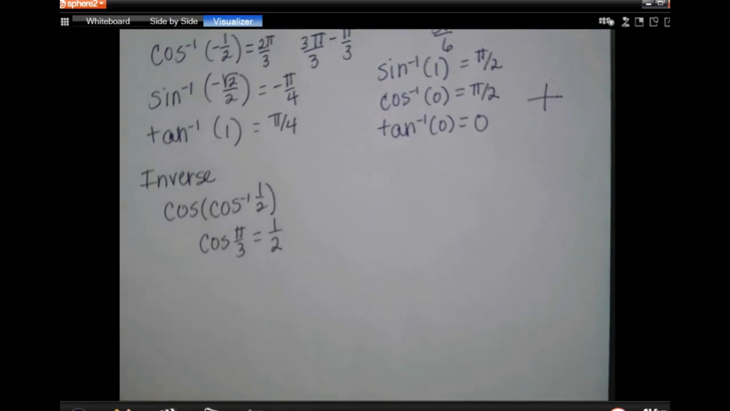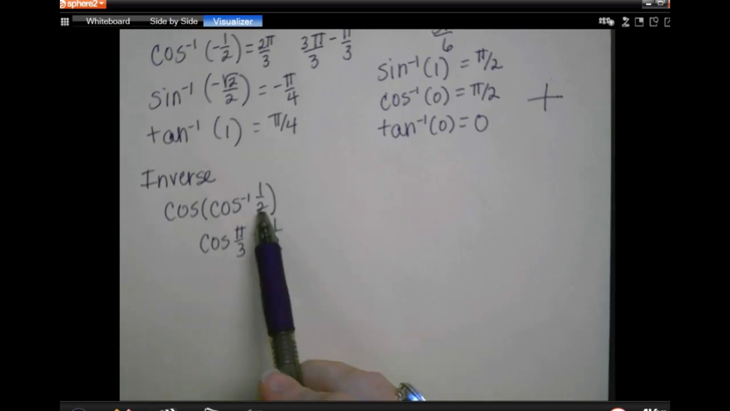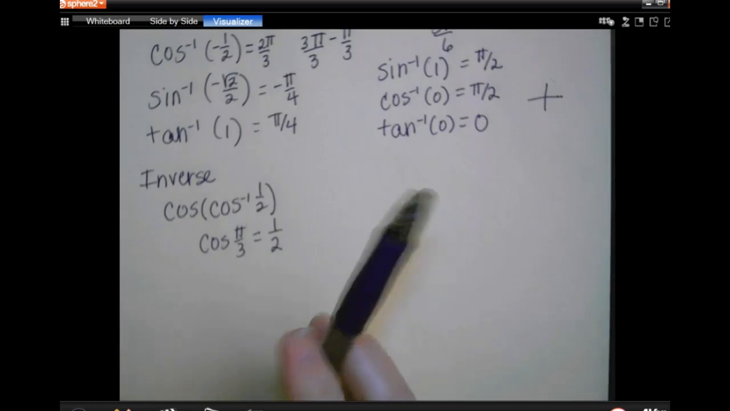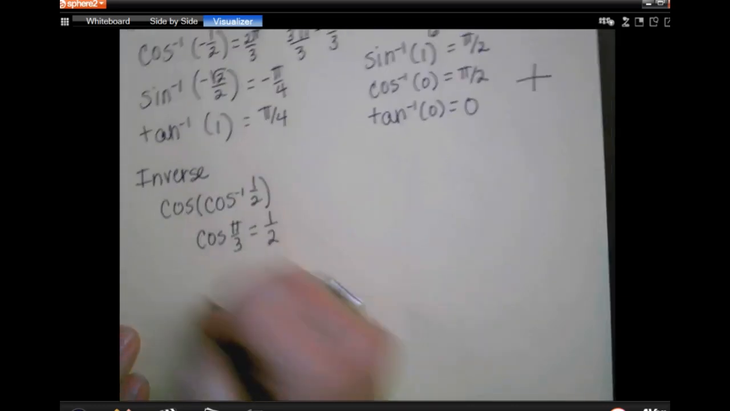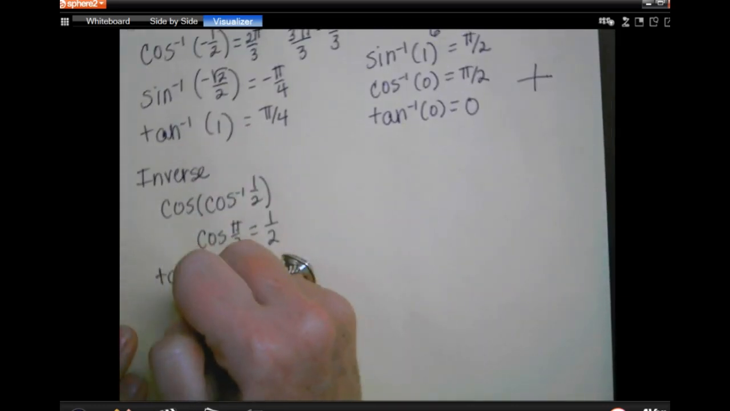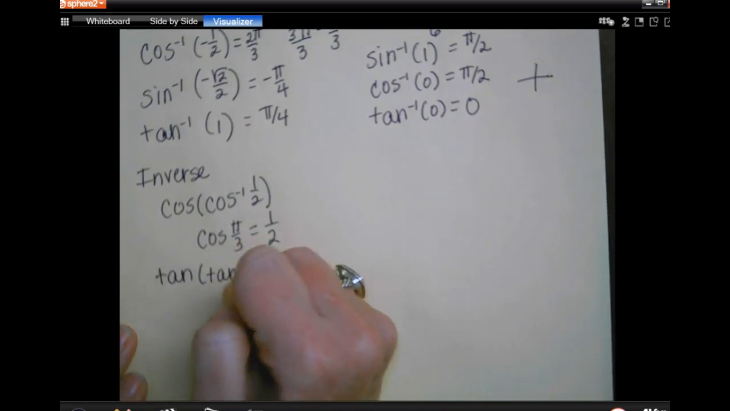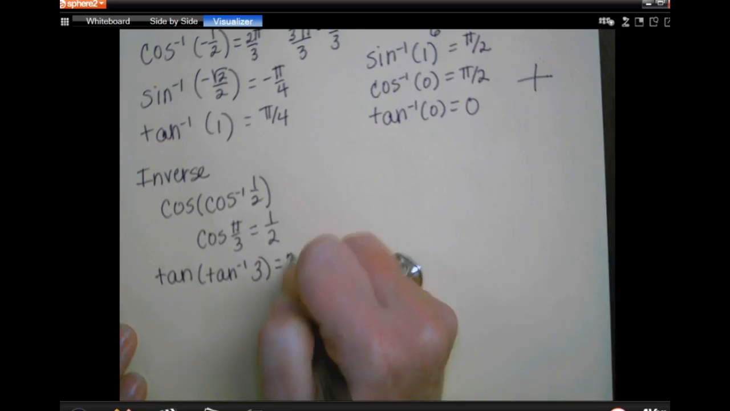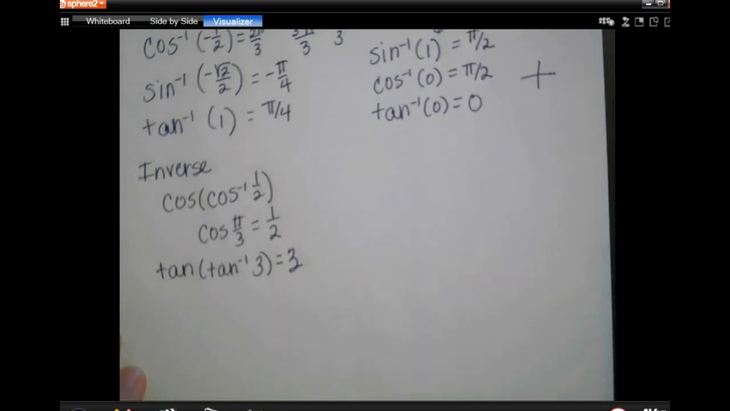Because it's the inverse of the inverse, it's the same thing. But it only works if it's in the restricted area. If I give you something that's outside of the restricted area, this doesn't work anymore. Okay? So if I gave you this, so these are the same, right? Tangent, inverse tangent, it's 3.